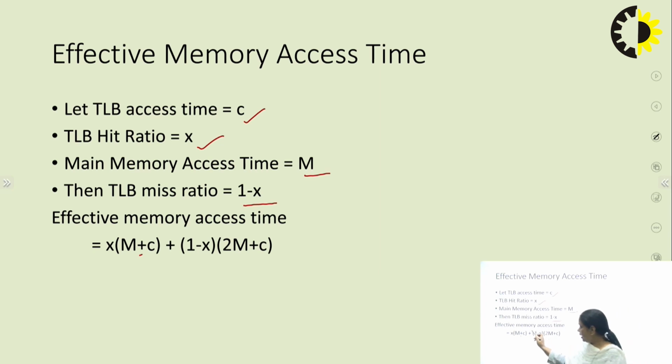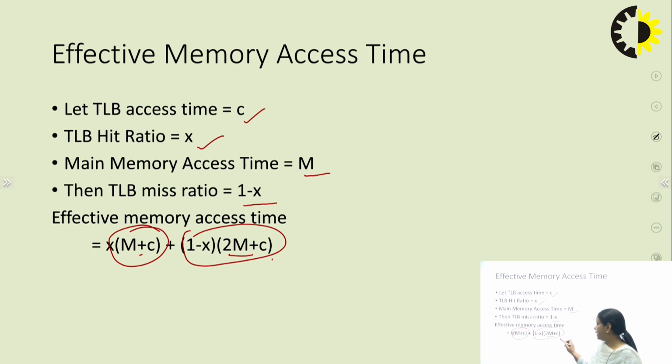If a hit occurs, then this time is required: X into (M plus C). But if a miss occurs, then we require (1 minus X) into (2M plus C), because two memory accesses are required here, plus C. So the effective memory access time will be X (M plus C) plus (1 minus X) (2M plus C). So this is the memory access time. Fine.